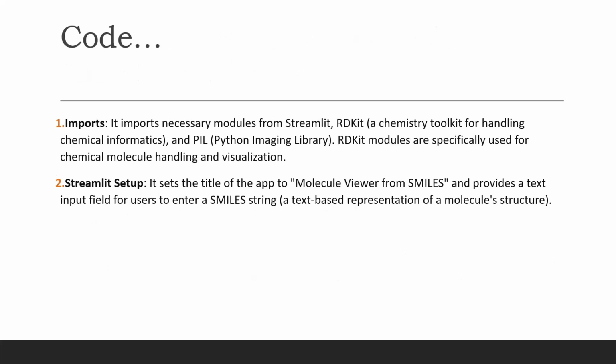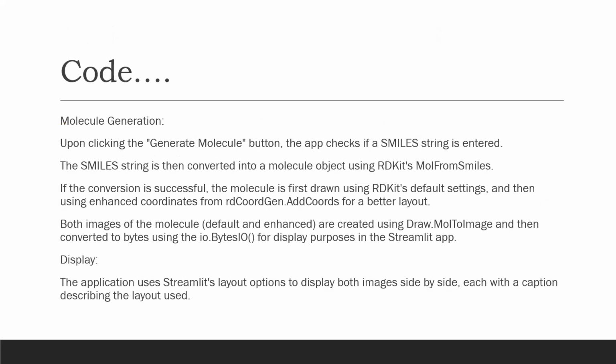Okay. So first, in the code, we are bringing in Streamlit. We are doing the front end in Streamlit itself. We are using the RDKit library, a chemistry toolkit for handling chemical informatics, and the Python Imaging Library that helps us to show the images of the compounds that we are working on. RDKit molecules are specifically used for chemical molecule handling and visualization.